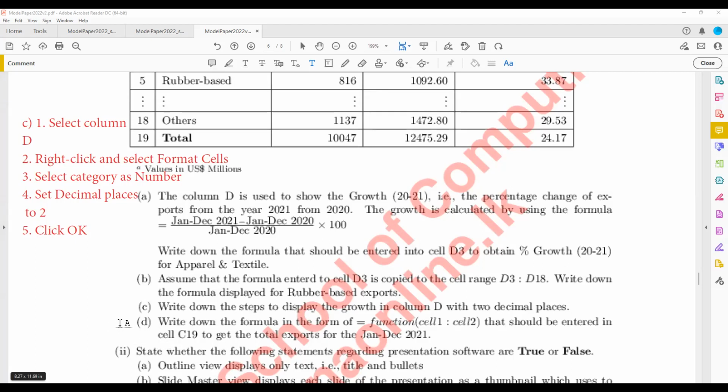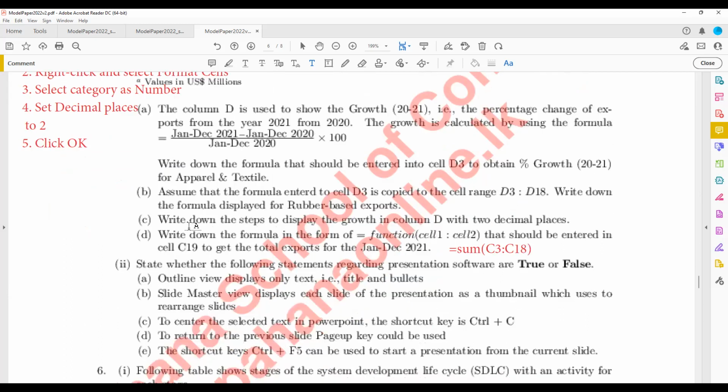So last one. Equal SUM C3 to C18. Yes, we can say equal SUM C3 to C18. Yes, good. Okay, right.